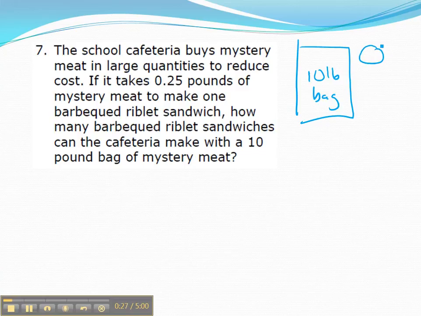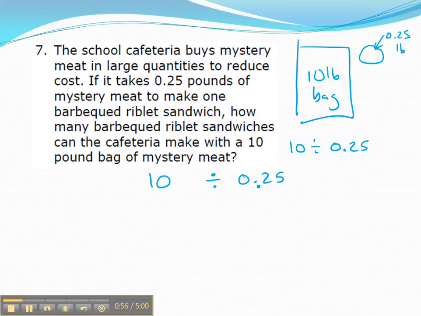and each sandwich takes 0.25 pounds per sandwich. So in order to find out how many sandwiches, we have to divide that 10-pound bag into 0.25 pound chunks. So it's a division problem. 10 divided by 0.25. But remember, whenever we're dividing by a decimal, we want to change that to be dividing by a whole number. We're going to move that decimal so that we're dividing by a whole number.